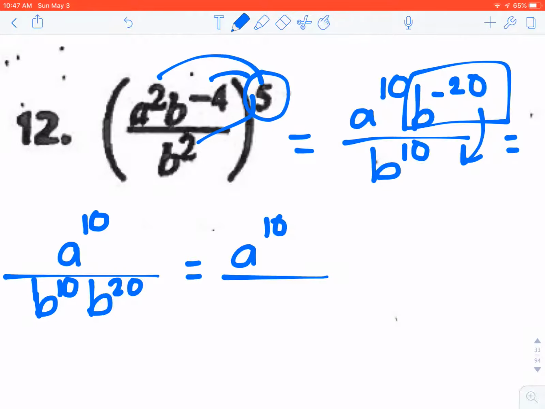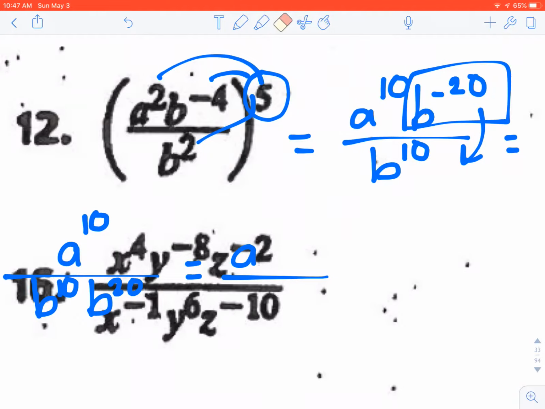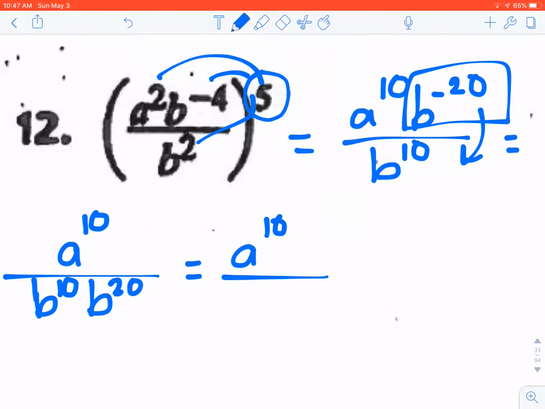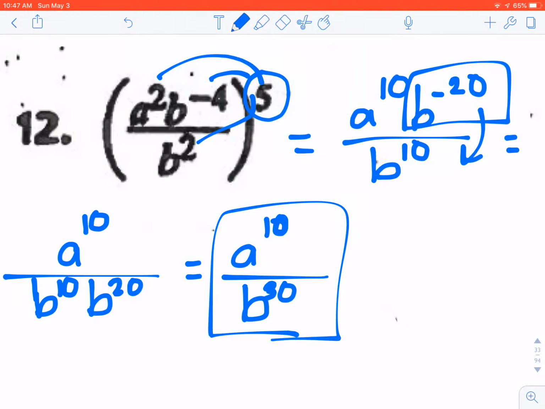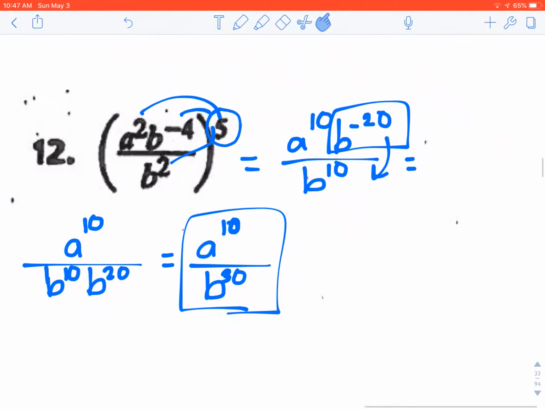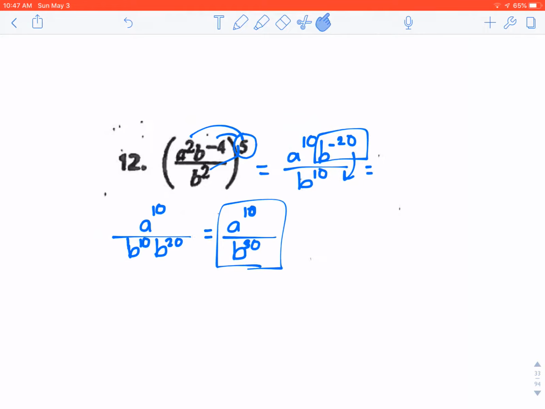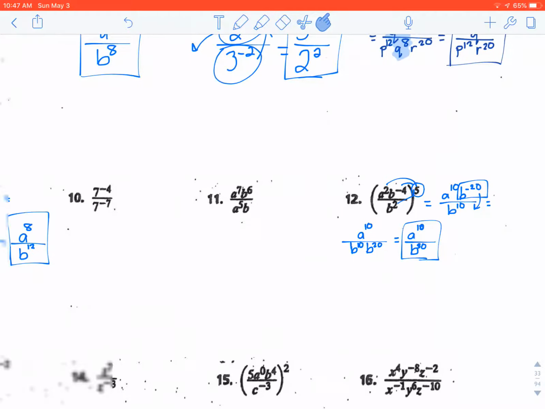So we have a to the 10th. Make sure it looks like a 10. Try this again, sorry. A to the 10th over b to the 10 plus 20 is 30. That's a little messy. So a to the 10th over b to the 30th. Again, we know we're done because the bases are different and we don't have any negative exponents.